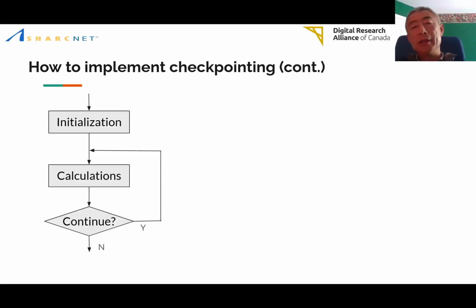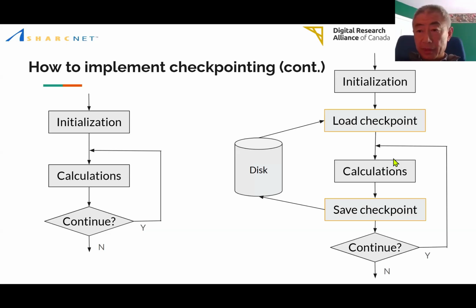So let's focus only on an application that contains a very time-consuming iterative process. Normally it looks like this. You have an initialization step, and then you enter a loop. In the loop you do some calculation. That's the typical structure.